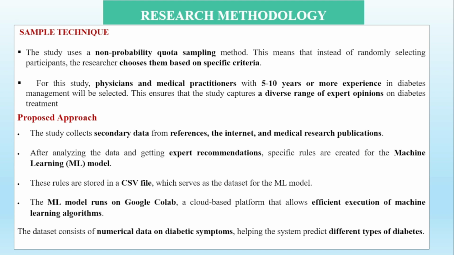Now, the proposed approach: the study collects secondary data from references, the internet, and medical research publications. After analyzing the data and getting expert recommendations, specific rules are created for the machine learning model. These rules are stored in a CSV file, which serves as the dataset for the ML model. The ML model runs on Google Colab, a cloud-based platform. I will discuss this briefly. It allows efficient execution of machine learning algorithms. The data set consists of numerical data on diabetic symptoms, helping the system predict different types of diabetes.